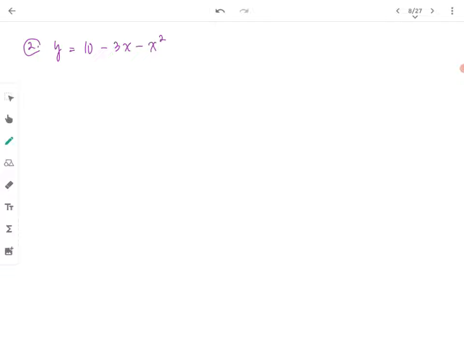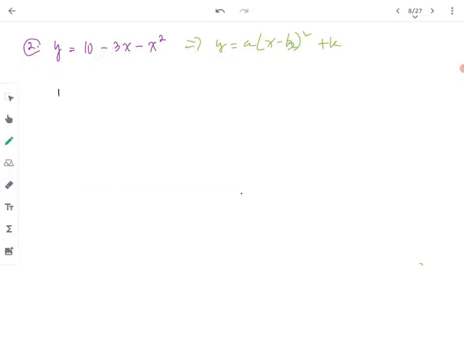We should write it first for convenience, although we can still find the important parts of the parabola using this form. But let's try to write it in y equals a times (x minus h) square plus k form, the vertex form. So how do we do that? By completing the square.